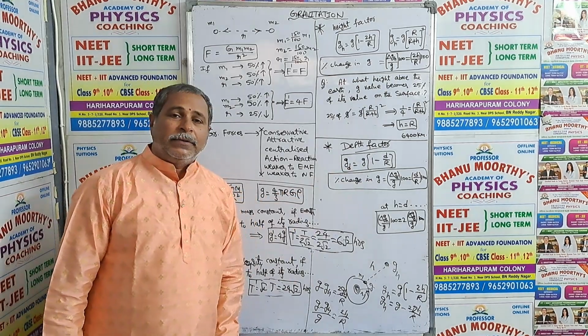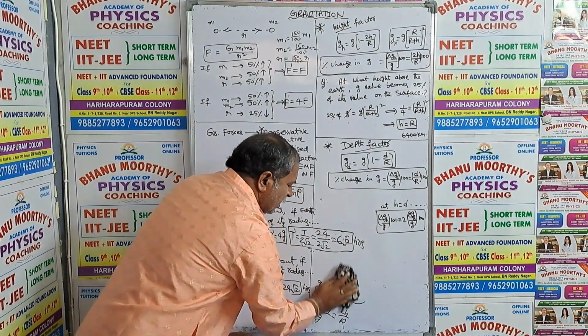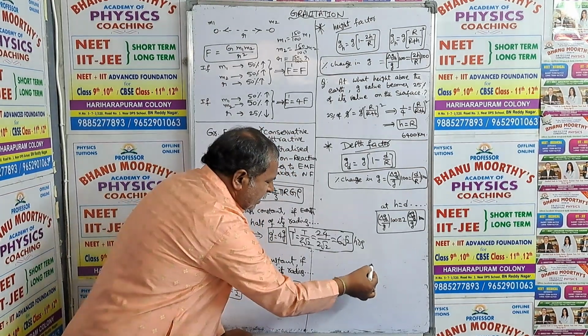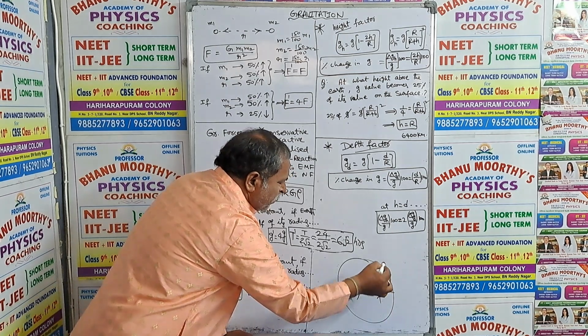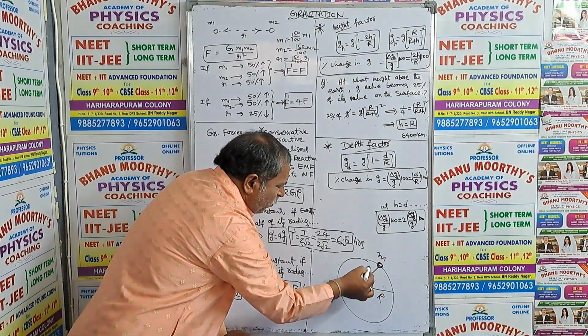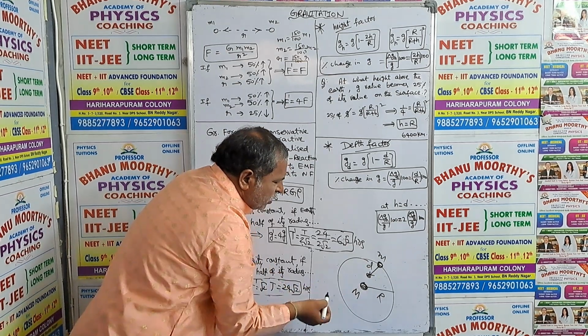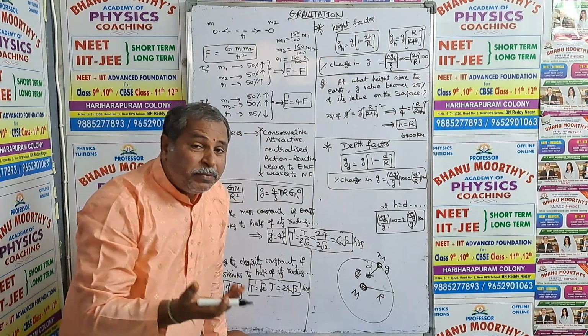Next, the depth factor. Depth factor means as we go inside, not away, but inside. This is the earth, this is the radius of the earth, and the body with mass is here. It is taken to a depth d. So here the g value on the surface, and here g_d at a depth d.